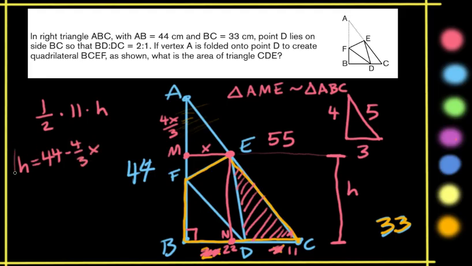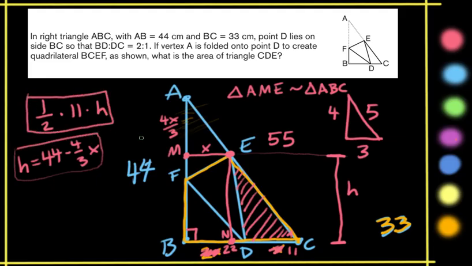Once we get that h, we'll be able to plug that into our area of the shaded triangle formula in order to get our answer. So now we just need to figure out what x is. If we can figure out what this x here is, M to E, we'll be well on our way. So how are we going to do that? I think we need to use the Pythagorean theorem on a couple of right triangles. So we've got a right triangle here.